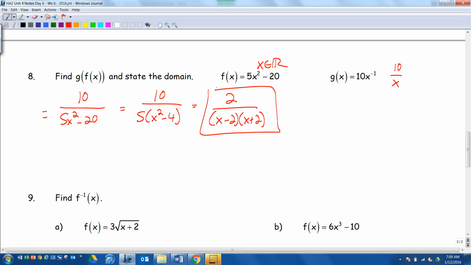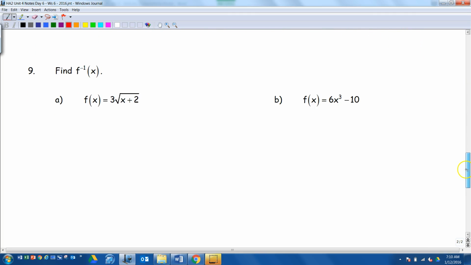The reason why I factored it was so I could look at my domain. I look at the input, there's no restriction for f of x, and I look at the final answer. For the final answer, we can't have zeros on the bottom of our fraction, so x cannot be the values of plus or minus 2, because that'll turn the denominator into 0.